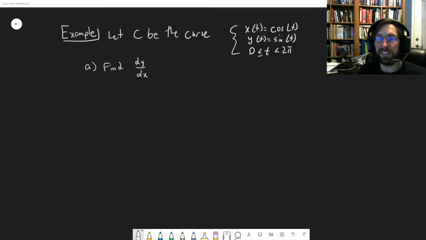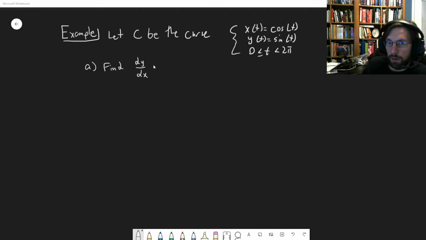Welcome back, and in this example, we're going to be working with the circle again. So let C be the curve, x of t is cosine t, y of t is sine t, and we're going to let t go between 0 and 2 pi. So part A, we're going to find dy dx.